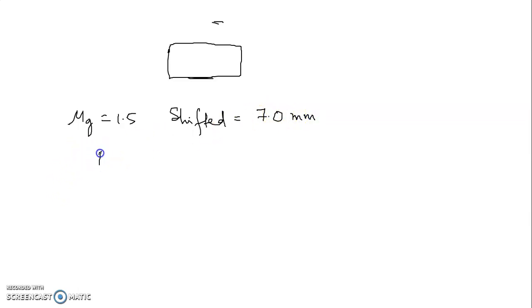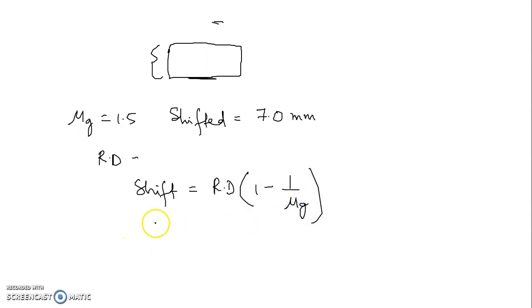All right, calculate the thickness. That means they are asking you the real depth. They are asking you the thickness. So this is the real depth of the stamp. All right, so we know what the formula is. We know that the shift is equal to real depth into 1 minus 1 by the refractive index of glass in this case. So you place the value of the shift. If you place the value of shift in millimeter, you're going to get the answer in millimeter.